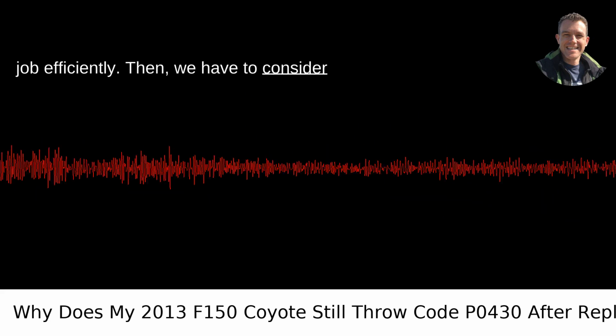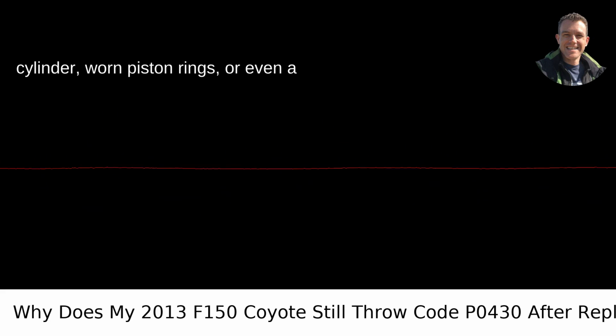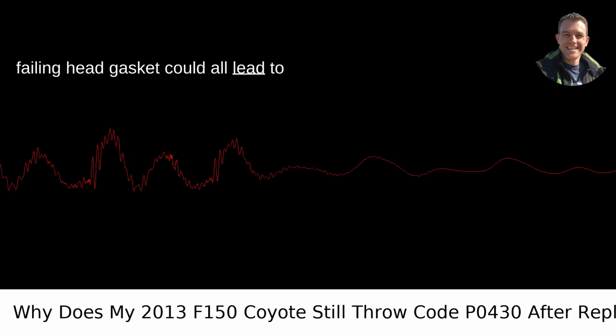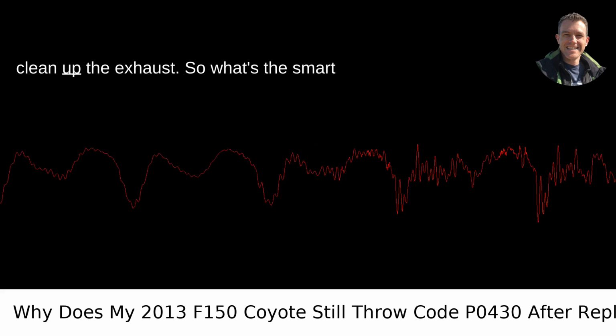Then, we have to consider the engine's health itself. A misfiring cylinder, worn piston rings, or even a failing head gasket could all lead to incomplete combustion, which would force the catalytic converter to work harder to clean up the exhaust.